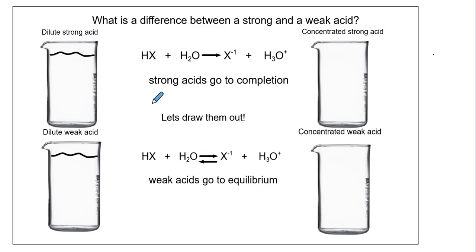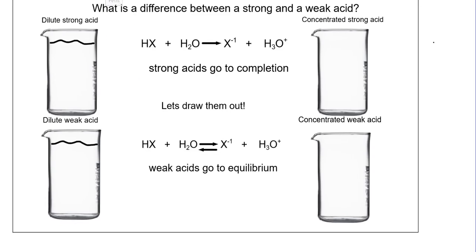Okay, so what does a strong acid do? A dilute strong acid goes to completion, so it would just be like H plus and X negative. This would just be H plus, X negative, H plus, X negative, H plus, X negative. So a weak acid goes to what we call equilibrium, and typically speaking, they're very much reactant favored.